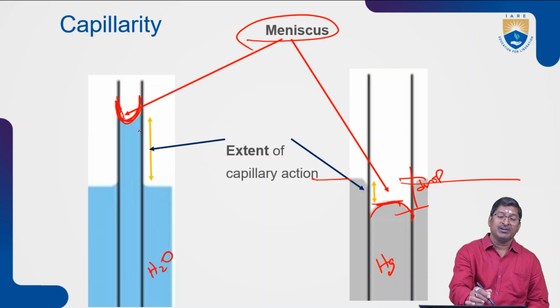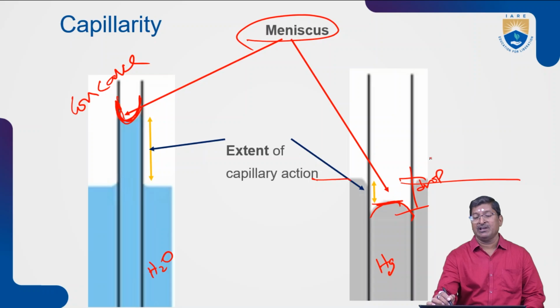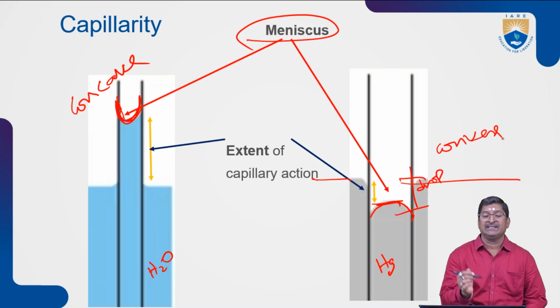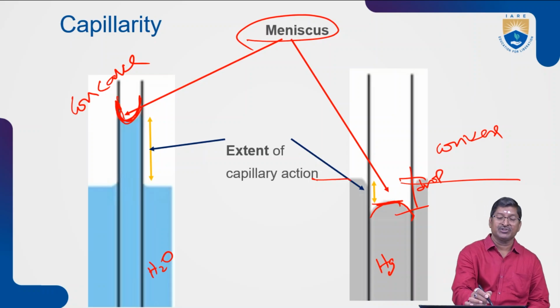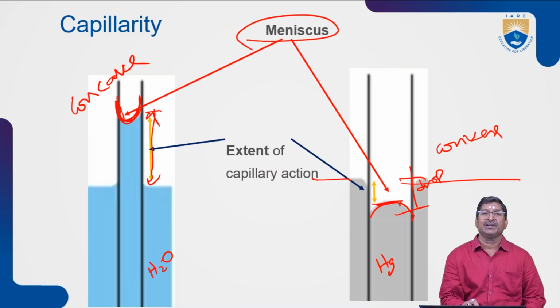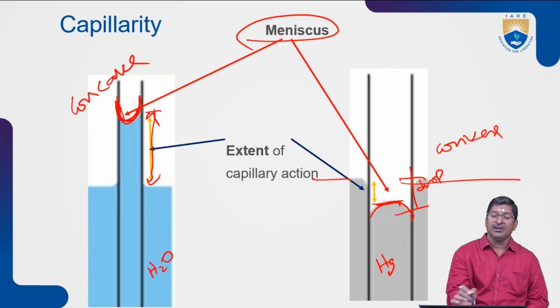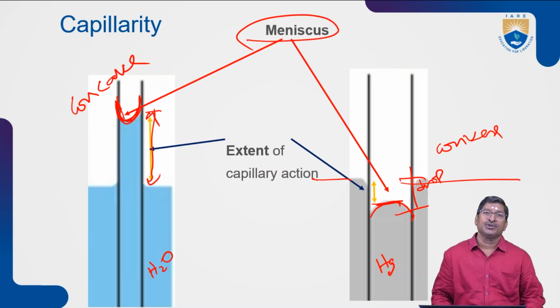Water is a concave shape, whereas mercury will have a convex shape of meniscus. So here two things are there. One is meniscus, another one is the extent of capillary action, that means how much the level is raised or how much the level is dropped. That is the extent of capillary action. So meniscus is the top surface. It is a concave shape for the water, whereas it is a convex shape for the mercury, whenever you keep it in a smaller diameter glass tube.